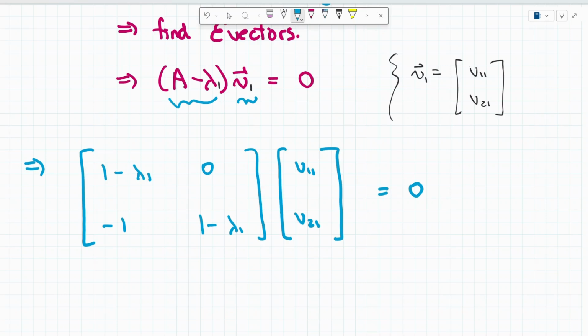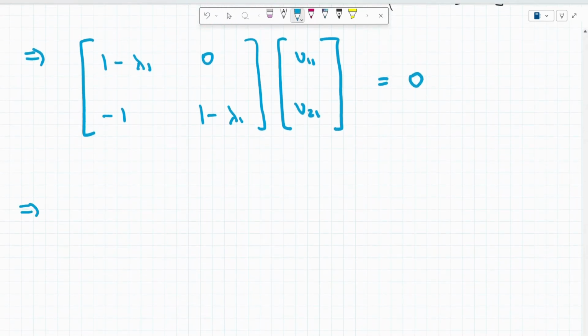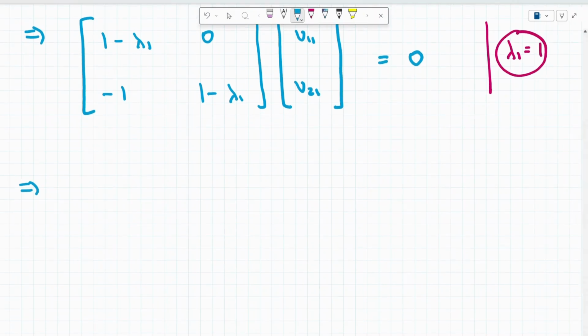Okay, so let's go ahead and do that. First of all, we can plug in our value for lambda 1. We know that lambda 1 equals lambda 2, technically, and it all equals 1. So we're going to plug that in. As a result, we have 1 minus 1, 0, negative 1, and we've also got over here 1 minus 1.